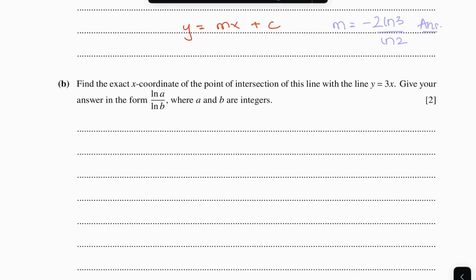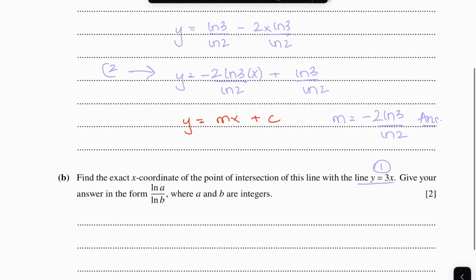For part B, they want us to find the exact x-coordinate of the point of intersection of this line with the line y is equal to 3x. And they want the answer in the form ln a over ln b, where a and b are integers. So now we have two line equations. One is this one and second is this one that we just found. Whenever they want us to find the intersection of something, we will just equate them to each other, okay?